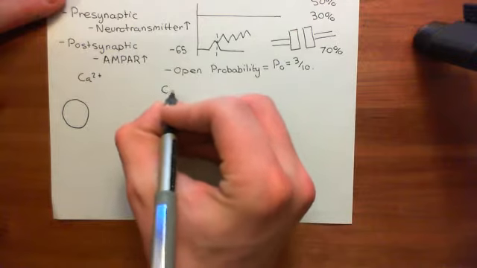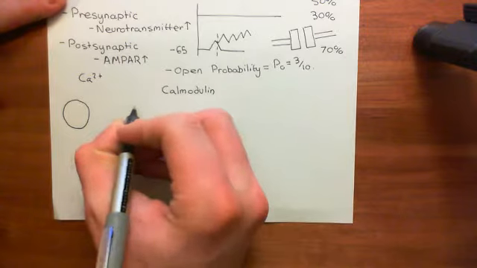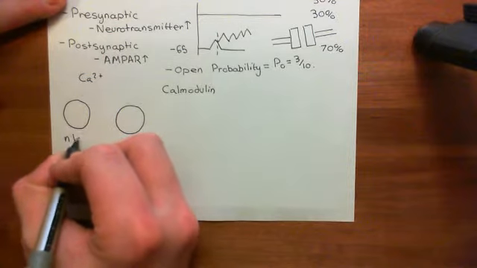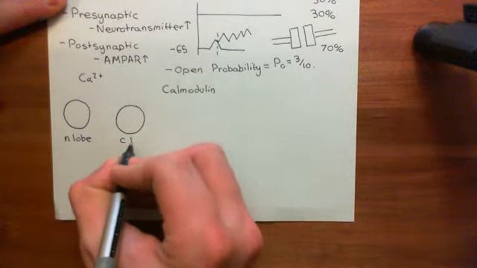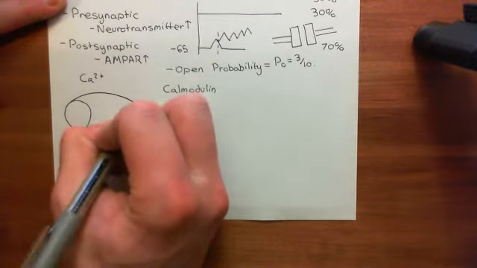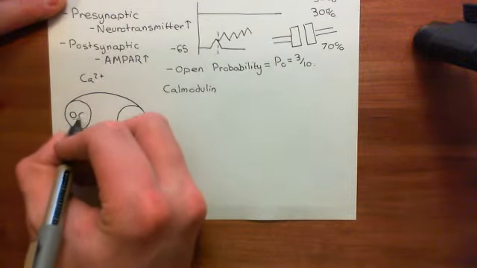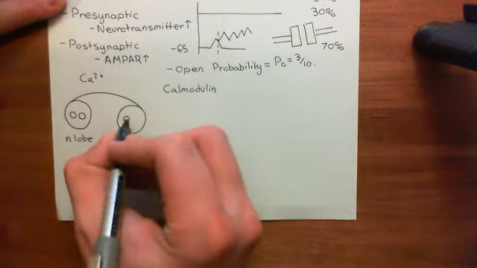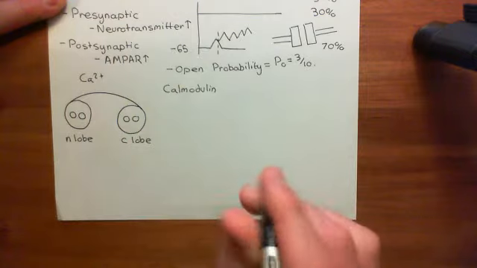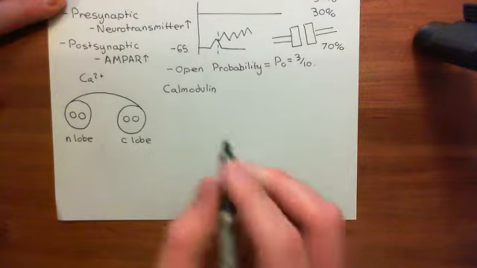I'm going to discuss with you now the structure of calmodulin. Calmodulin has 2 lobes, an N lobe and a C lobe. So let's call this the N lobe, and let's call this the C lobe. The N and the C lobe are connected together by a linker, shown here. Both the N lobe and the C lobe have 2 binding sites for calcium. So here are the 2 calcium binding sites on the C lobe, and here are the 2 calcium binding sites on the N lobe. So in total, 4 calcium ions can bind to a calmodulin molecule.